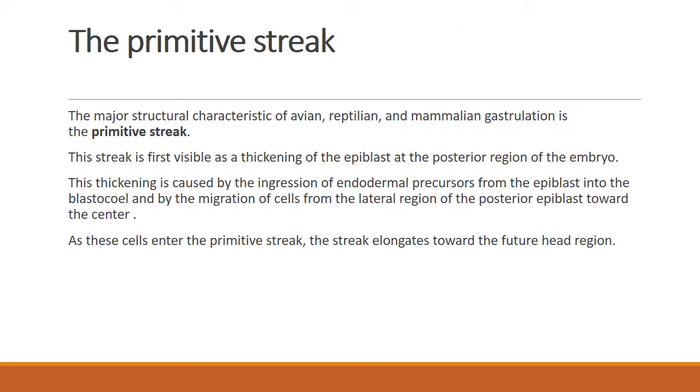The primitive streak. The major structural characteristic of avian, reptilian, and mammalian gastrulation is the primitive streak. This streak is first visible as a thickening of the epiblast at the posterior region of the embryo. This thickening is caused by the ingression of endodermal precursors from the epiblast into the blastocoel and by the migration of cells from the lateral region of the posterior epiblast towards the center. As these cells enter the primitive streak, the streak becomes elongated toward the future head.